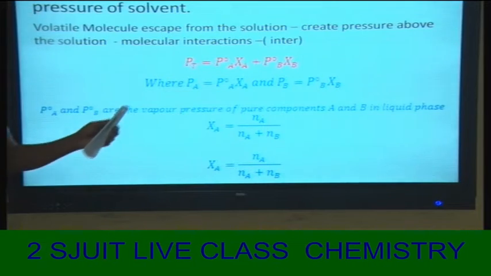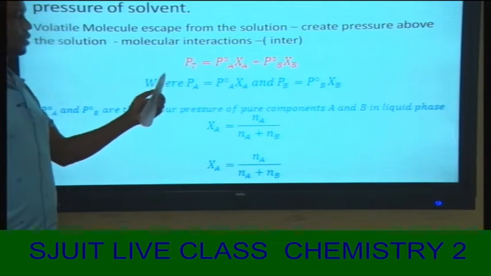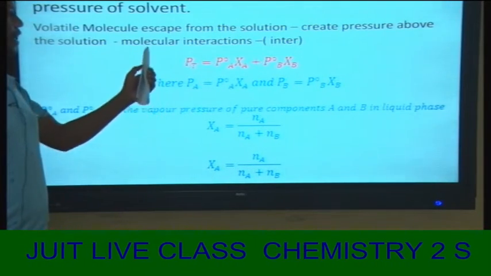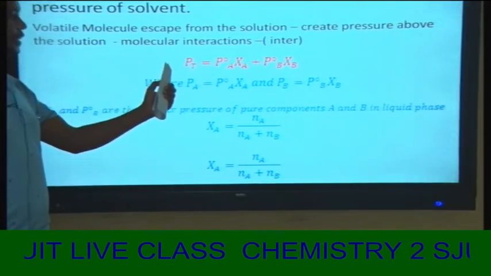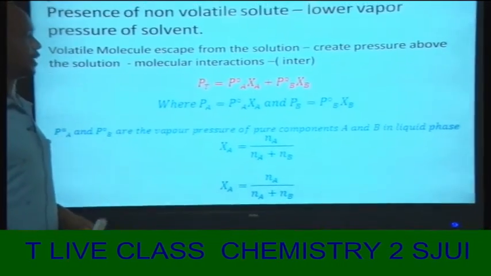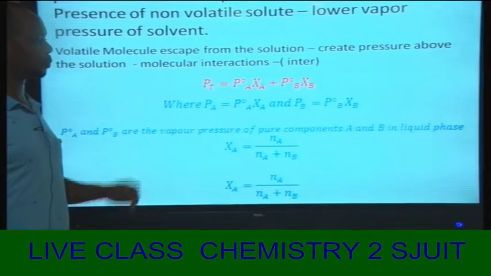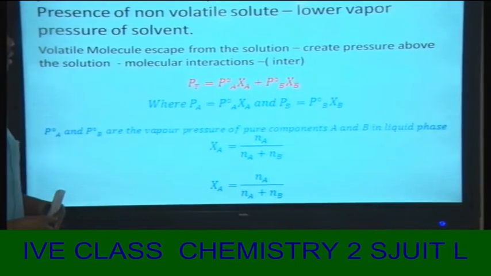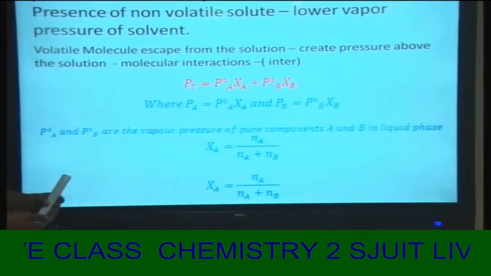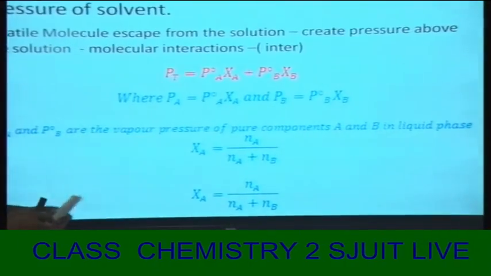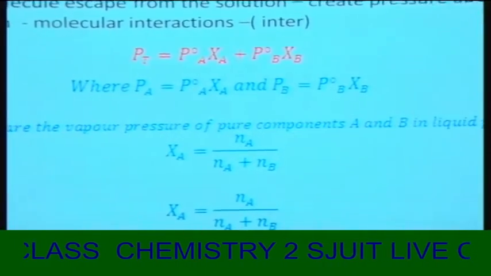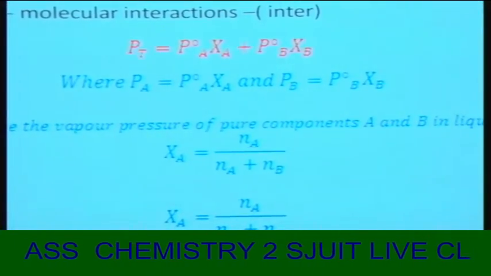Again, from Raoult's law, for an ideal solution, the total pressure is given as P total equal to partial pressure of component A plus partial pressure of component B. Partial pressure has been defined.